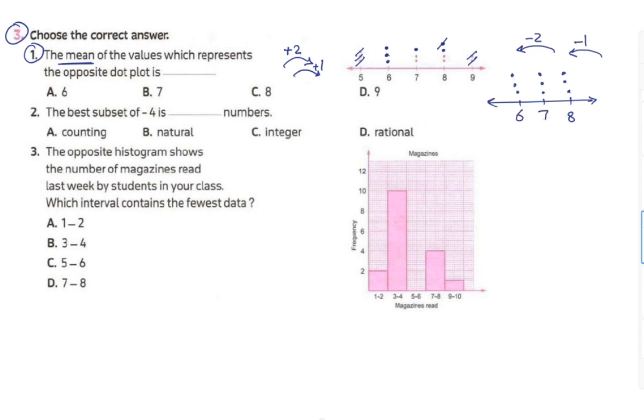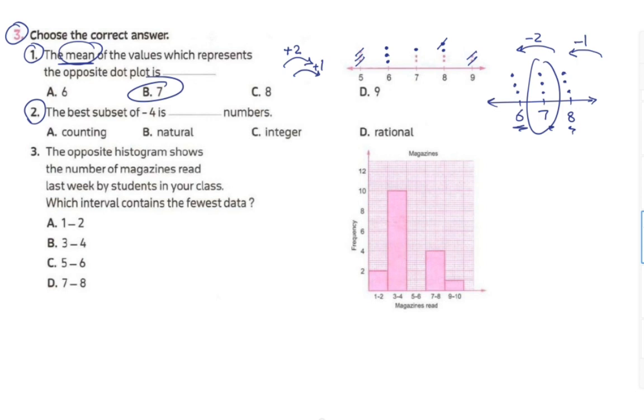Don't forget that the mean value is one of these values. Where is your balance point? The center point, this point. So choose 7. Go to next point 2.